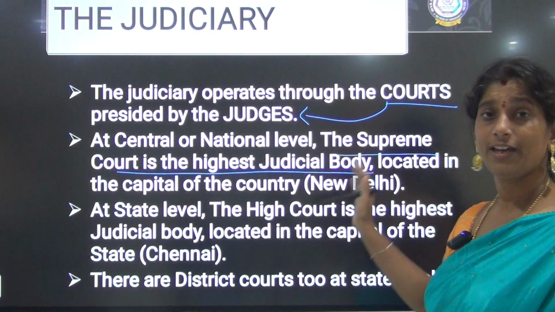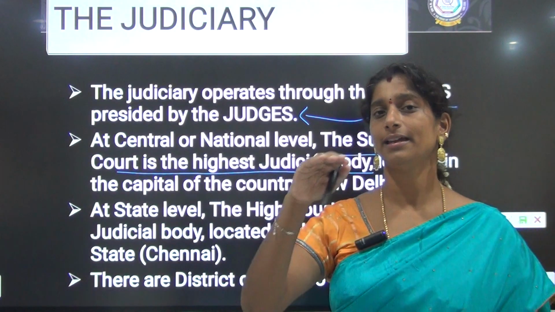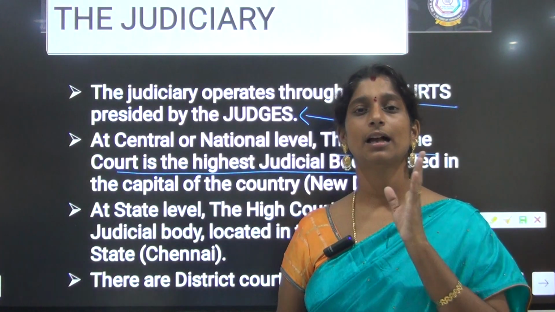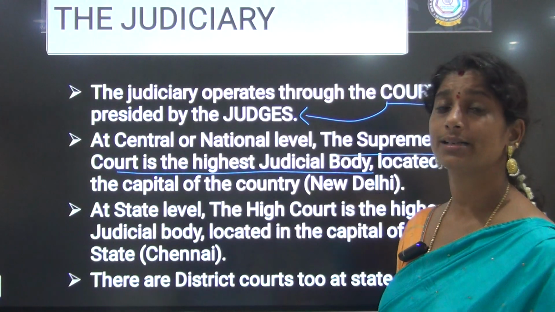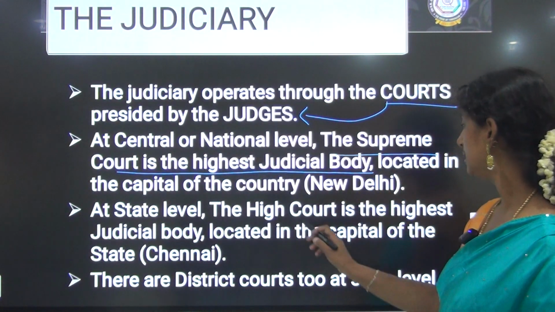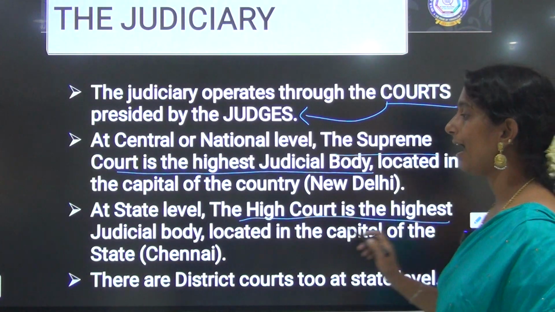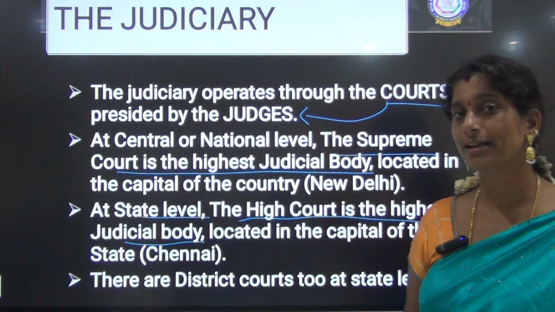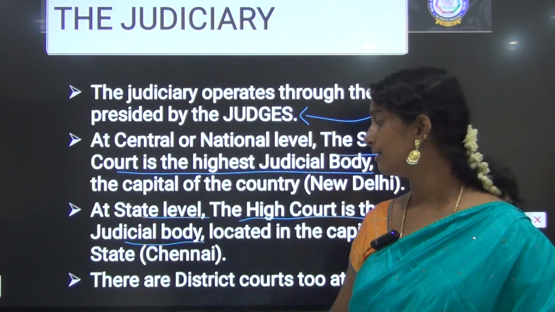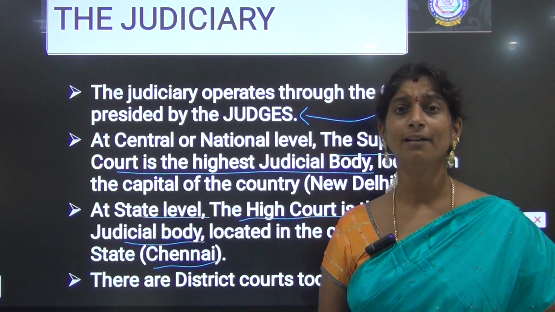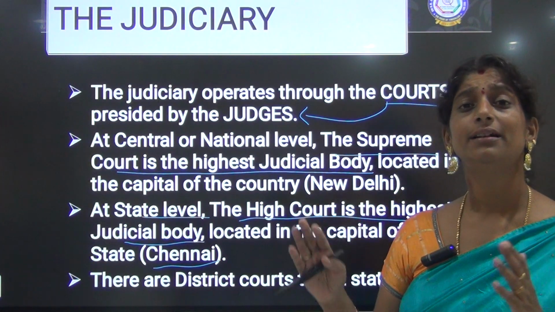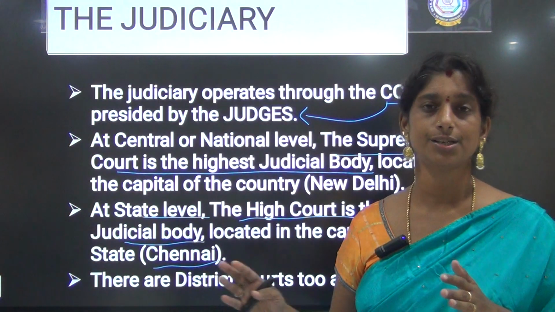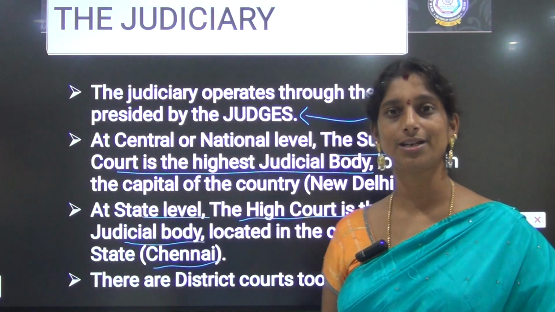Clear? In the same way, at the state level, there is the highest level of court, that is the High Court, and it is located in the capital of the state. So the High Court is the highest judicial body at state level, and for Tamil Nadu, it is located in Chennai. Apart from this, there are district courts in all the districts all over the country. Clear?